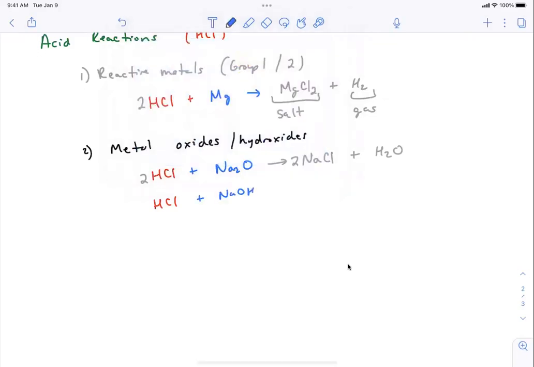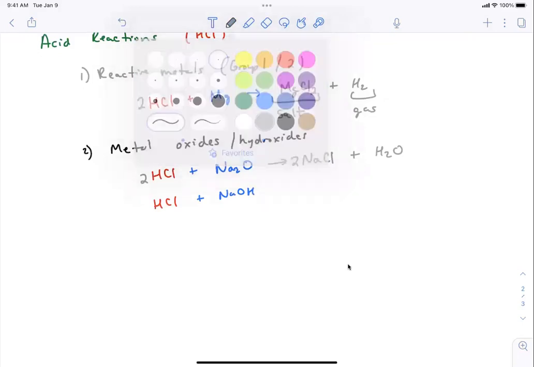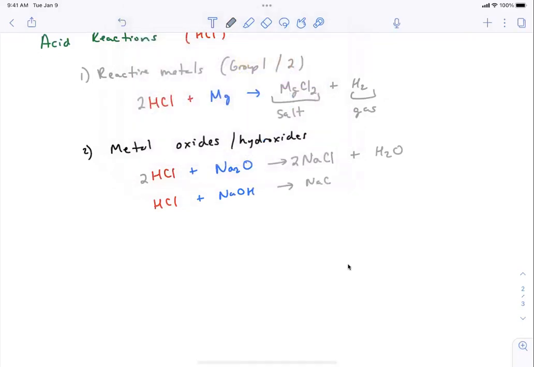With hydroxides, you still form the salt and the water in those reactions. So metal oxides and hydroxides form water and then the salt of the other 2 ions that are in there.